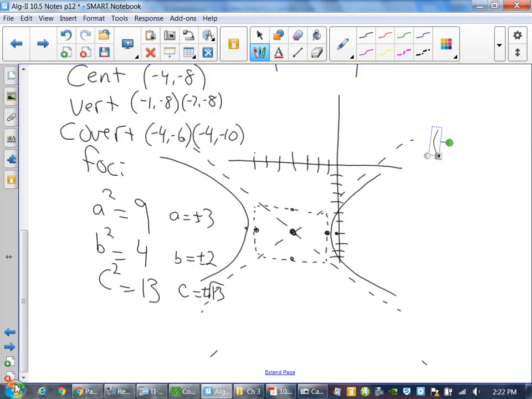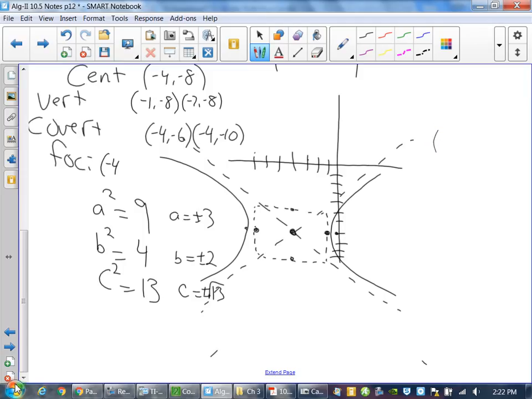But remember how you write out the ordered pair for where the foci is going to be located? We're adding and subtracting to the x value here. So your foci, I would say, would be at -4 plus square root of 13, -6, and -4 minus the square root of 13, -6. That's how you write those out. You can't get decimals. I don't care about decimals. You just write that as an exact answer and you're good to go.